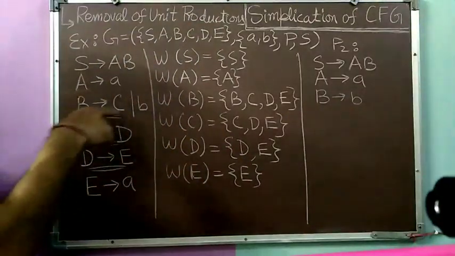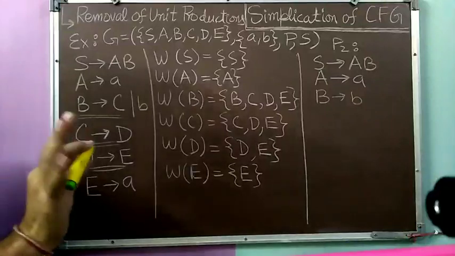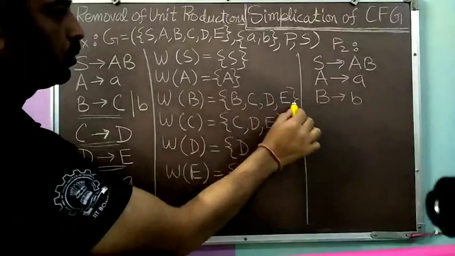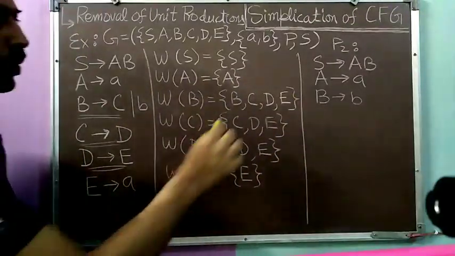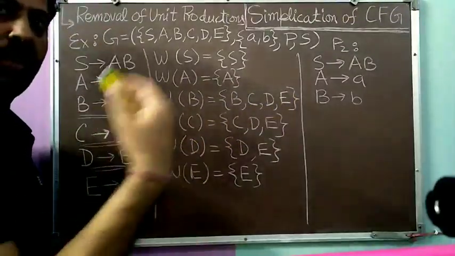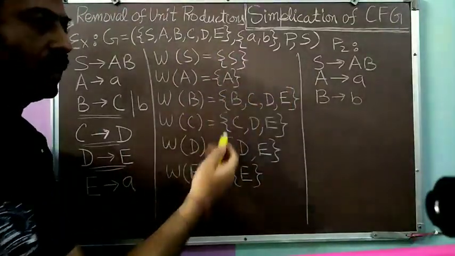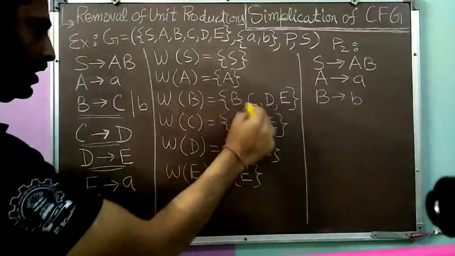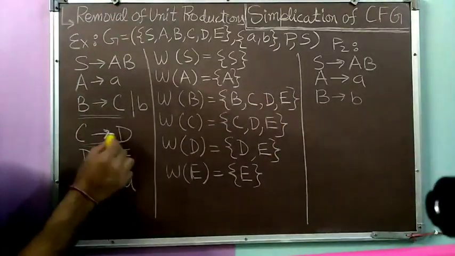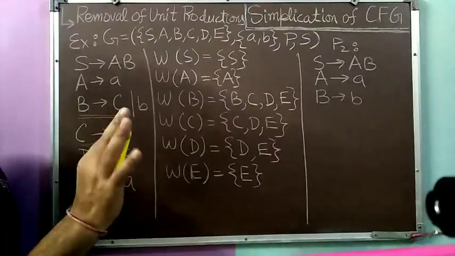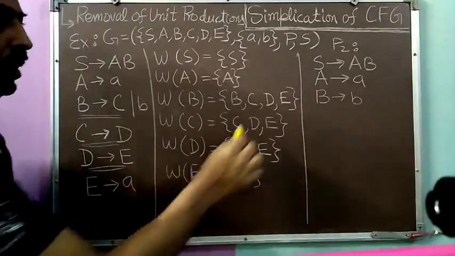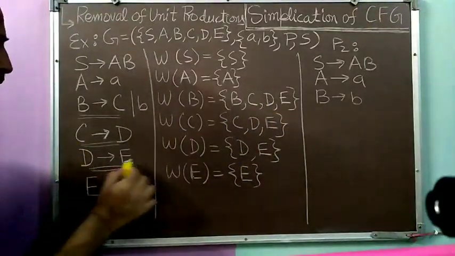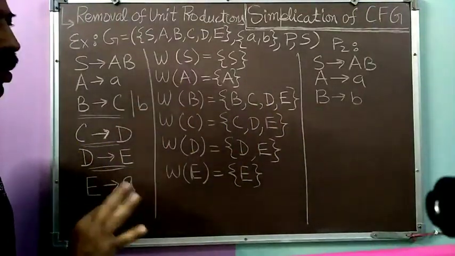Then the other productions of B are the unit productions, so I don't have to include the unit productions. But because W of B has certain more variables in this set also, if any of these variables has a non-unit production, I will take that non-unit production also into consideration. Now I will look at C. Does C have any non-unit production here? No. C has only the unit production. It does not have any non-unit production. Then I will look at another variable, D. D also has only the unit production. It does not have any non-unit production.